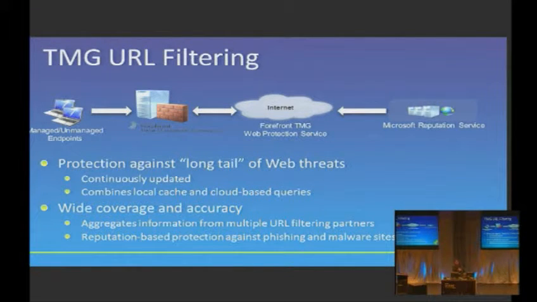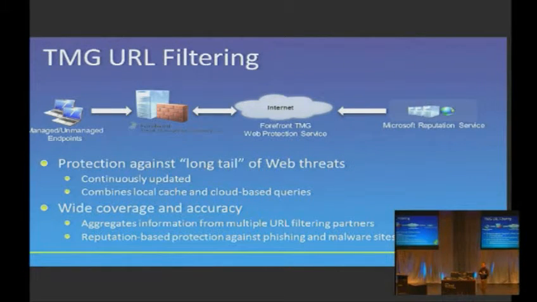So the process that actually happens: an end user sitting behind TMG will browse to whatever website.com. TMG will look up in its cache. If it doesn't have the categories for those URLs, it will then make a call to the Microsoft Reputation Service, and it will get categories back.